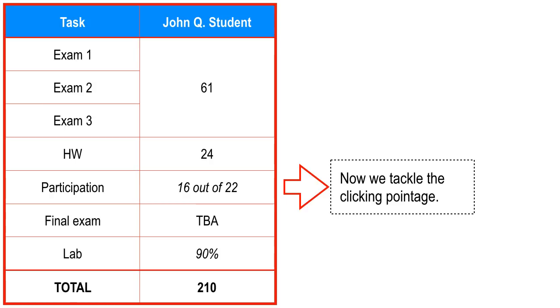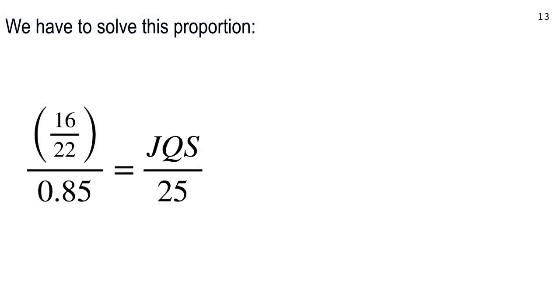Anyways, so let's figure out the clicking pointage. Now, this is the tricky one. All right? So pencil in 24 out of 25 for John Q. student. And this is the purport. Now, you're going to have to do this on clicker in just a second.